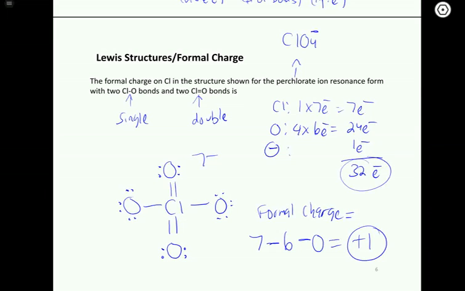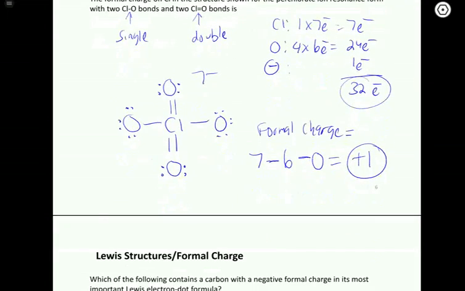And so now you start thinking about, well, we could actually get rid of that formal charge by drawing 1 more double bond. So probably the best Lewis structure for this would have 3 double bonds and 1 single bond, as opposed to 2 of each.